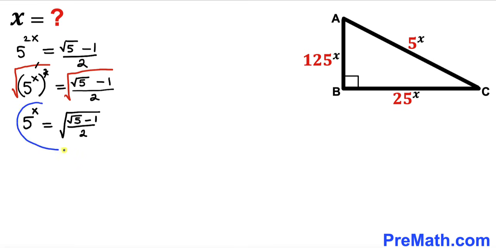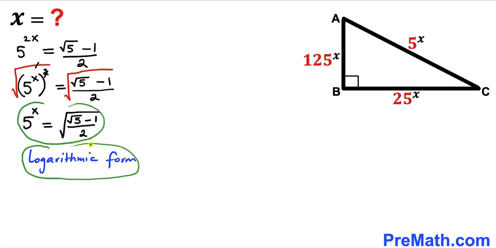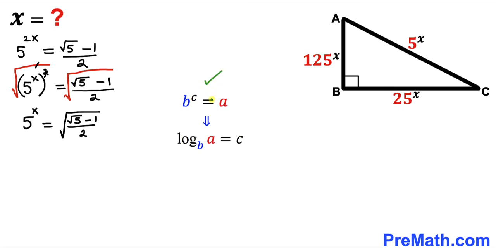We can see that we got this exponential equation. And now we are going to convert this exponential equation into a logarithmic form. And now let's recall this conversion formula. We are going to convert from exponential equation to the logarithmic equation. So therefore, if we use this conversion formula, we can write this equation as x equal to log with the base 5 of square root of 5 minus 1 divided by 2.